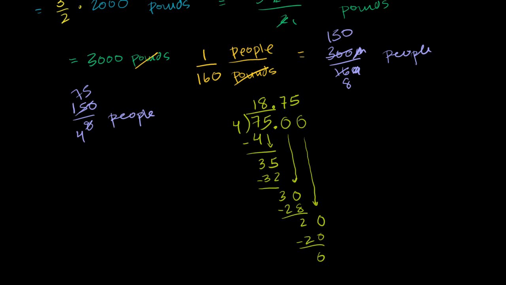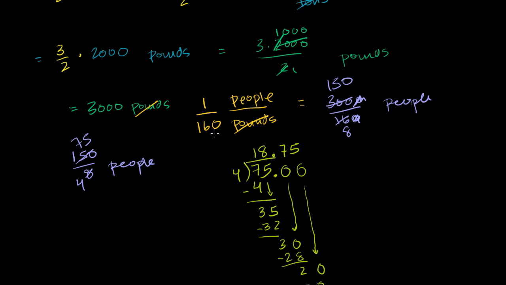So this expression is exactly, the 3,000 divided by 160, or the 150 divided by 8, or the 75 divided by 4. It all turns out to be 18.75 people is the capacity of the elevator. 18.75 average 160-pound people would weigh 3,000 pounds.